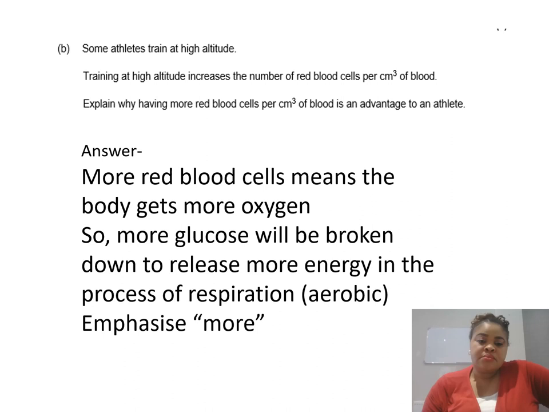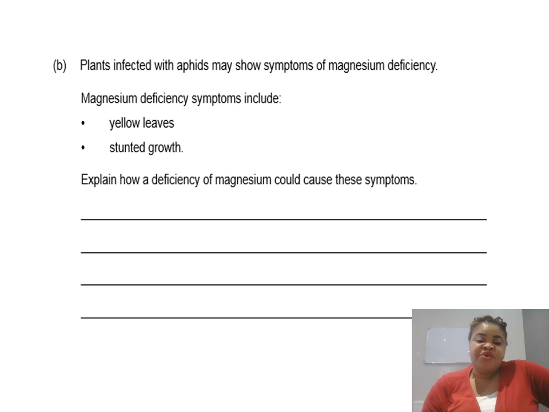It's a question about plants showing certain deficiency. I picked it from, I think, last year's paper or one of the practice papers. But I think it's important to talk about it. So magnesium deficiency symptoms include yellow leaves and stunted growth, and you need to explain how this deficiency causes these symptoms. The answer is on the next slide.